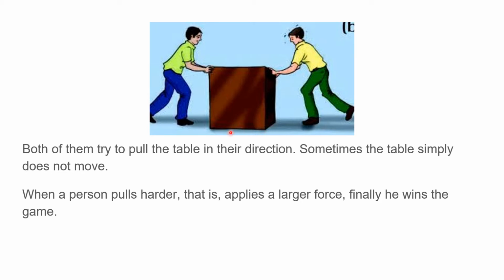In this slide, you can see two persons are trying to pull the table towards them, but the table is not moving. It is remaining in the same spot. And when will this happen? This will generally happen only when the net force is going to be same.